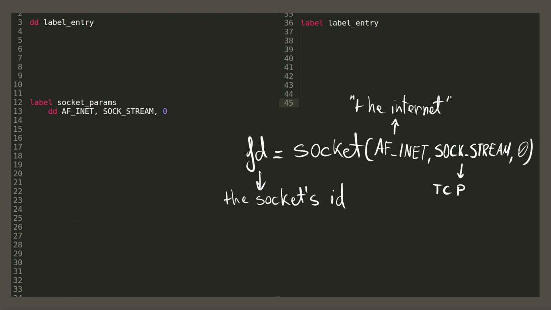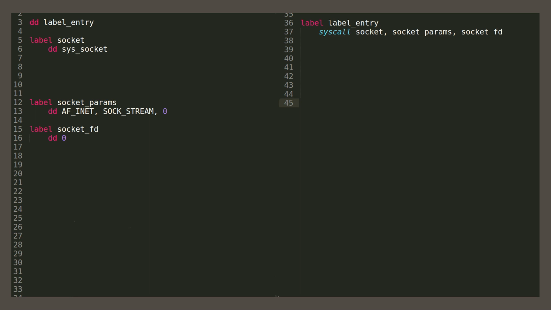The socket syscall returns a socket file descriptor, which is a number. Each socket has a different file descriptor, so that we can give that to other network syscalls for them to know what socket we're talking about. I'll leave some space for this and label it socket fd. And in the code I'll just do a syscall with the socket syscall number, params at socket params, and return value at socket fd. This socket doesn't do much currently.